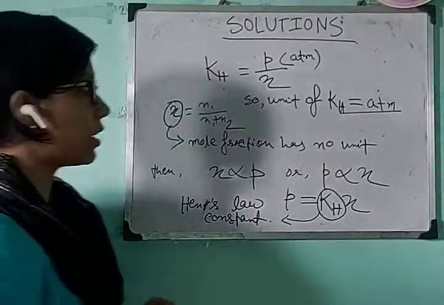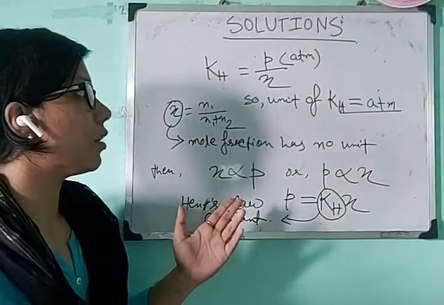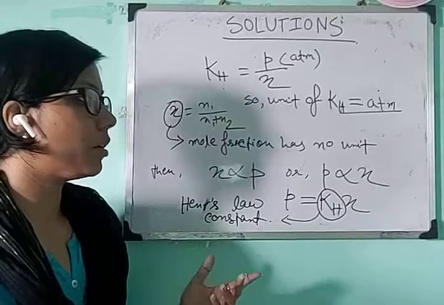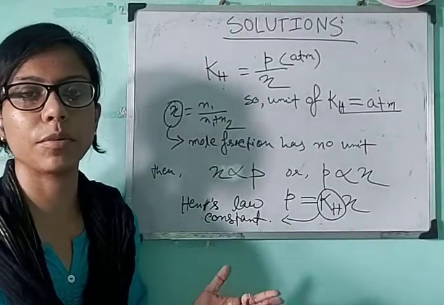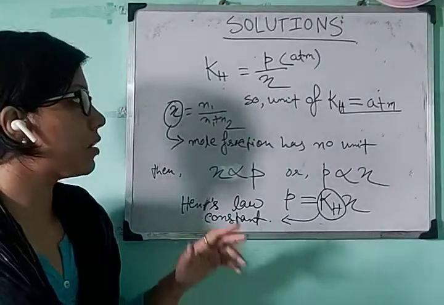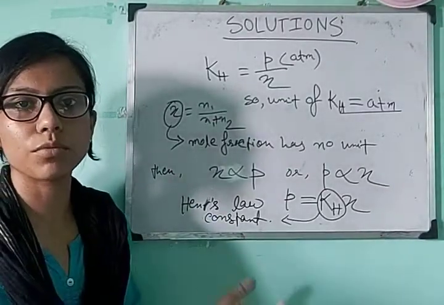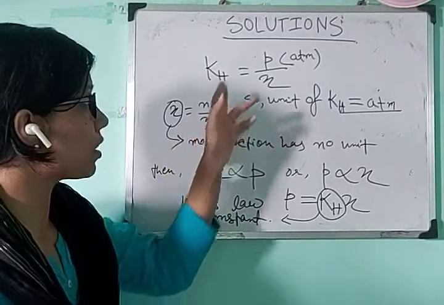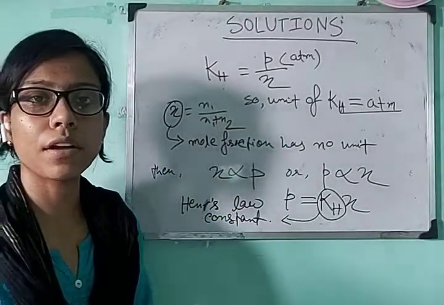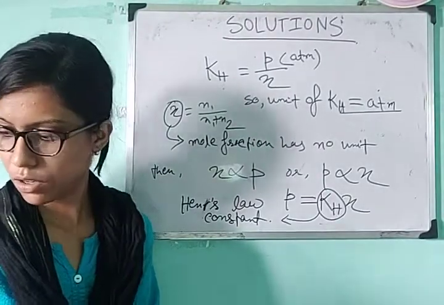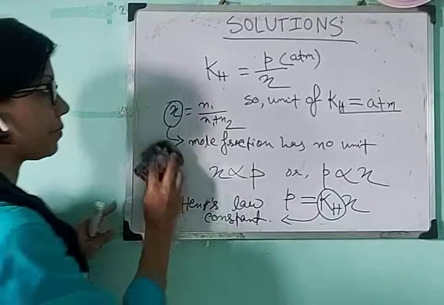Now you will ask why we are taking the solubility in terms of mole fraction. We can also take the solubility in terms of other parameters like molarity. Solubility can be expressed in terms of molarity as well as in terms of mole fraction. We have taken mole fraction, and the unit is atmosphere. So what happens when we take the solubility in terms of molarity?